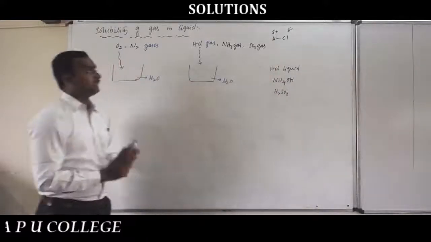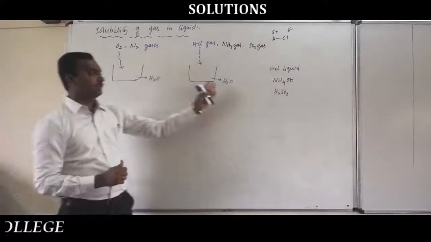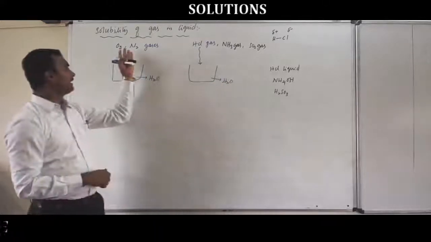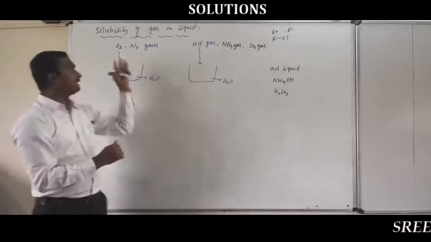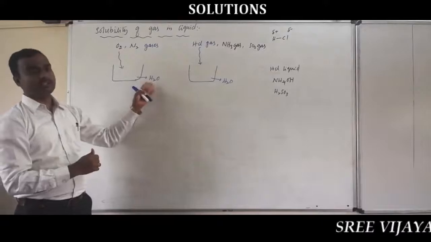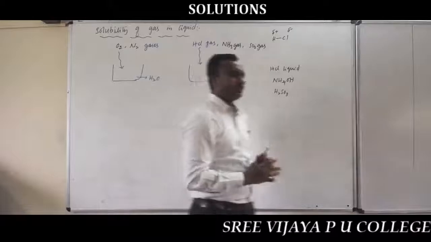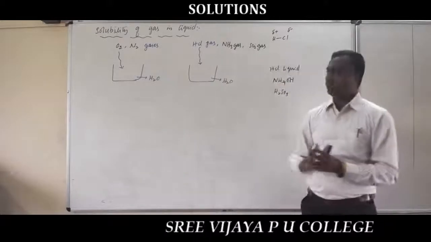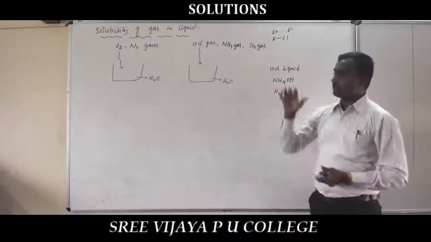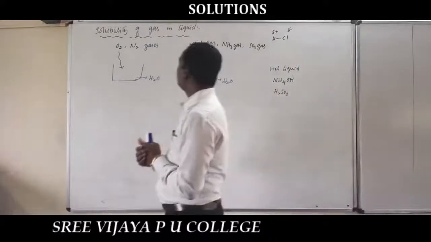So, polar gas molecules are soluble in polar solvents, and non-polar ones are not easily soluble. That is, oxygen is less soluble in water because oxygen is non-polar, while water is polar. So that is one of the factors, and the nature of solute and solvent is applicable here as well. Now, one more factor that affects the solubility of a gas in a liquid.